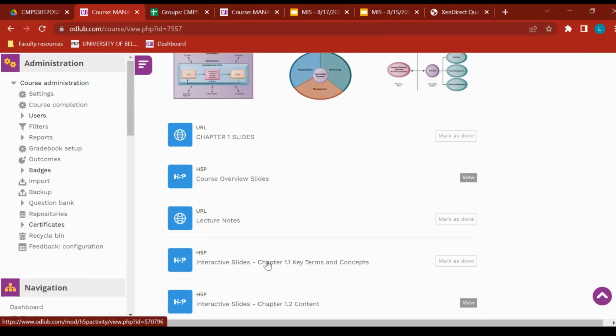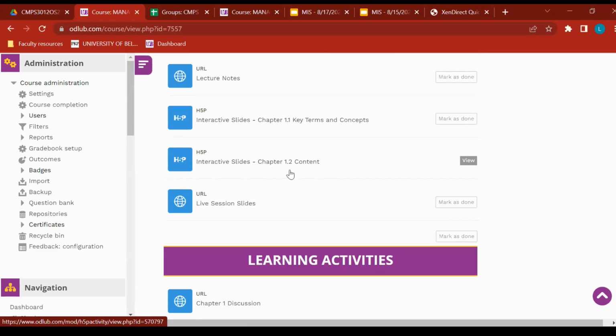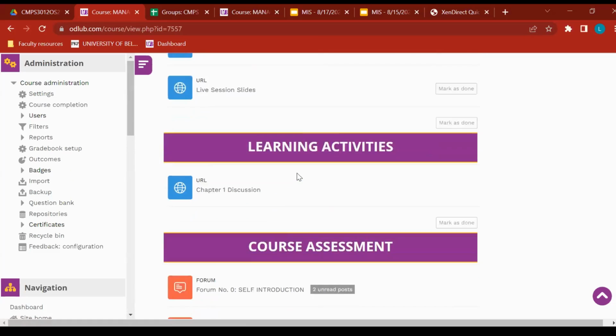And they give you short nuggets of the entire chapter that you're looking at. So if you're not the type of person who likes to read the entire chapter, it helps if you watch these videos. The key terminologies, that's this one here, chapter 1.1 key terms and concepts. This interactive slide is going to help you to be able to respond to forum 1 very well. And of course, there's the content.